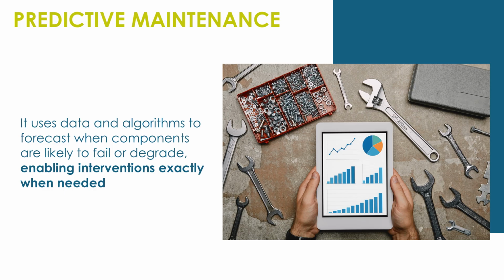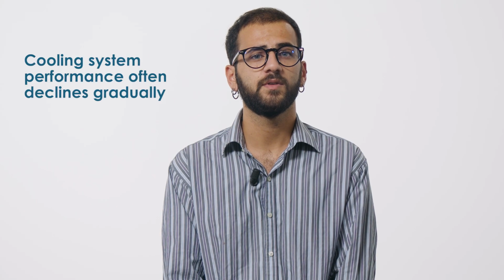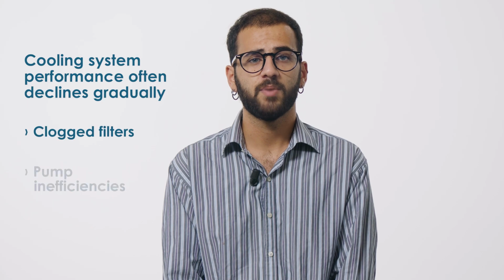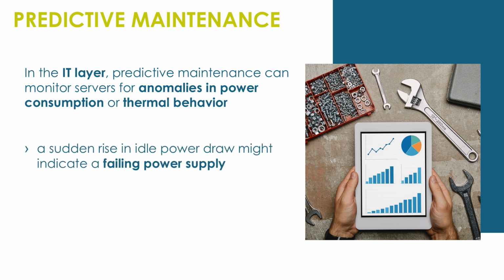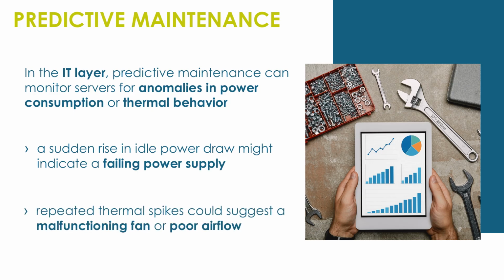exactly when needed. For example, cooling system performance often declines gradually due to clogged filters, pump inefficiency, or refrigerant leakage. By continuously monitoring parameters such as airflow, pressure differentials, and energy draw, algorithms can identify early signs of degradation and trigger maintenance alerts. In the IT layer, predictive maintenance can monitor servers for anomalies in power consumption or thermal behavior. A sudden rise in idle power draw might indicate a failing power supply, while repeated thermal spikes could suggest a malfunctioning fan or poor airflow. Identifying these issues early allows for proactive replacement, avoiding energy waste and unexpected outages.